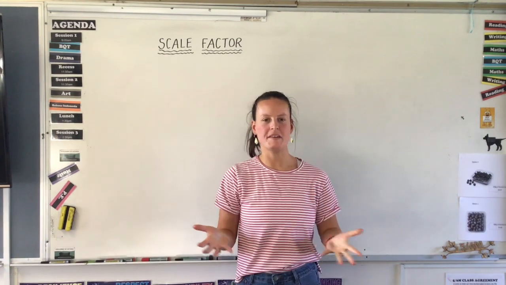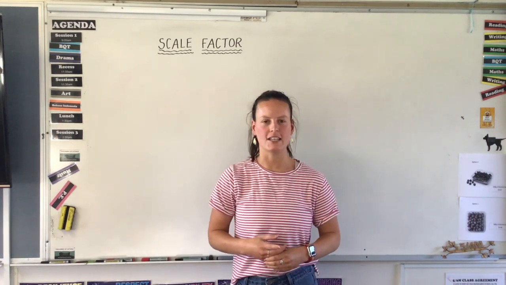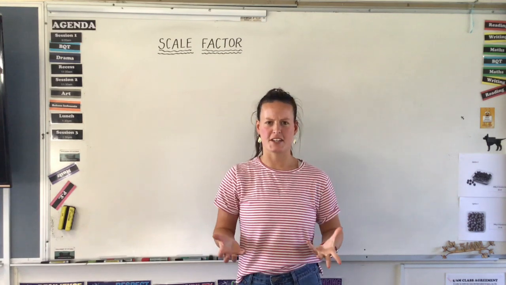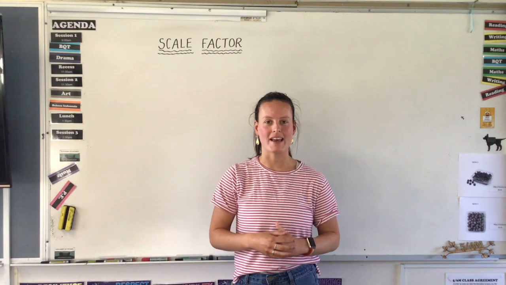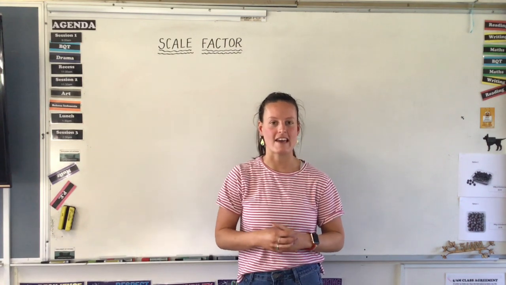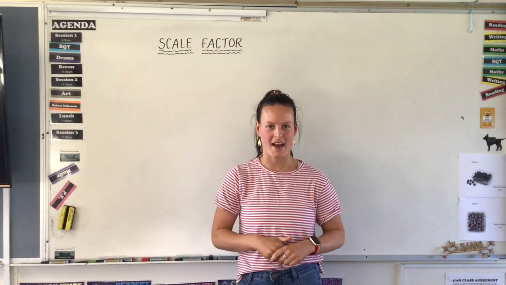But what happens when we are given shapes and we're not actually given the side lengths? It's just a shape drawn on grid paper. Well, we can actually use the grid squares to figure out the scale factor for each shape. I'll show you how to do that now.